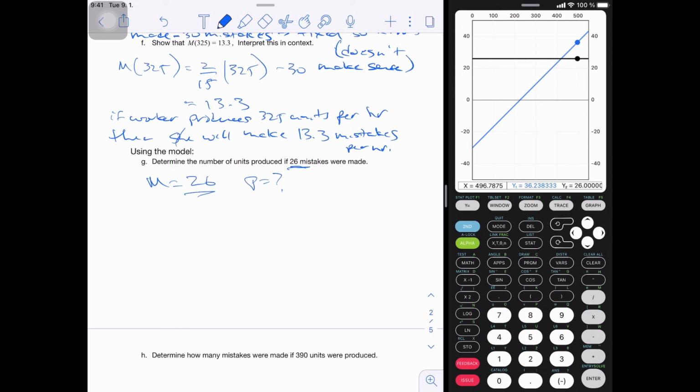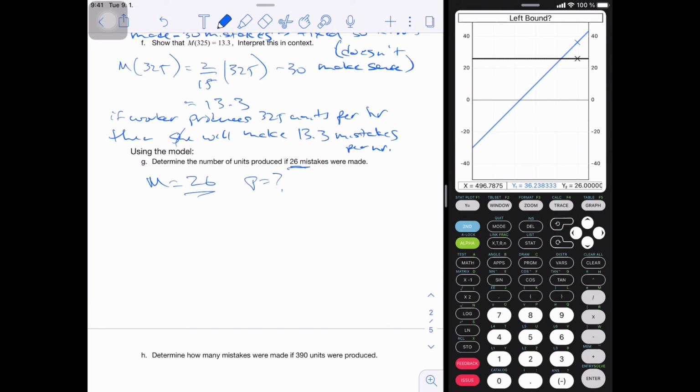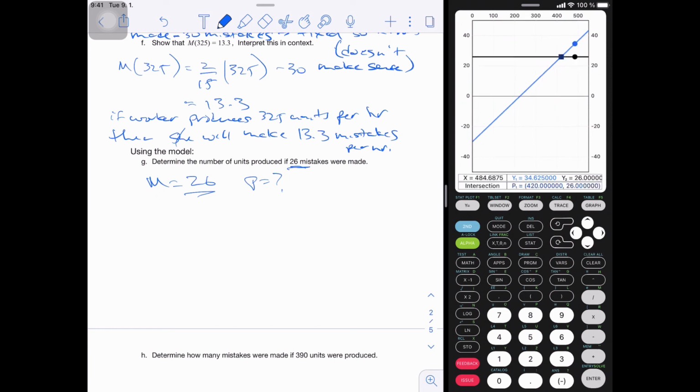And I just lost it, so let me try that again. So second trace, my left bound, my right bound, and so I can see that my point of intersection is p is equal to 420. If you're doing it algebraically, you're solving this equation here, 2/15 times p minus 30, and again you should get 420.